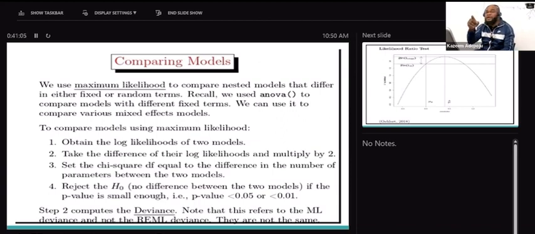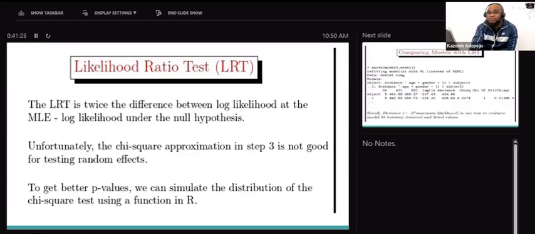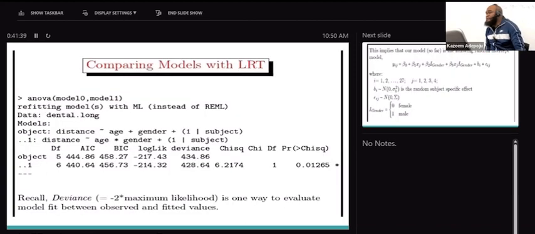Set the chi-square degrees of freedom to the difference, because if I want to figure out the p-value of the test, I need a distribution. We've been using the chi-square distribution for fixed effects, but right now we've got a random effect in our model. So what's going to be the way out? The way out is going to be through simulation, and that is why I said to get the p-values, we can simulate the distribution of the chi-square test using a function in R. Of course, my TA is going to walk you through that.